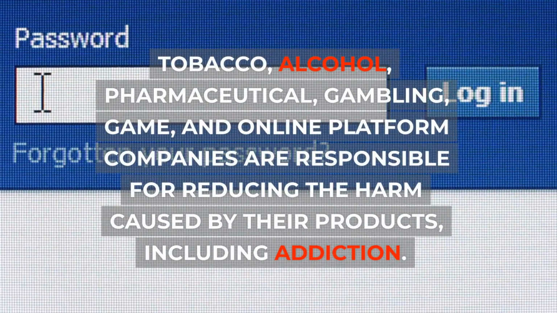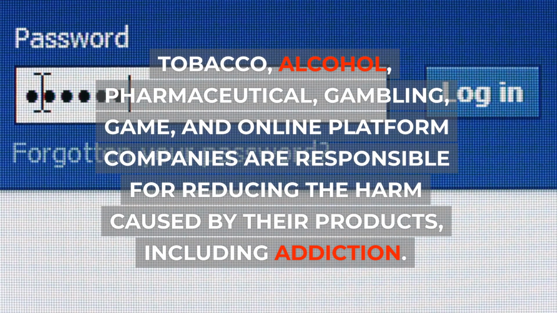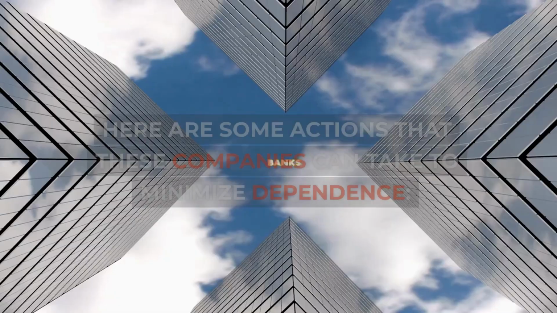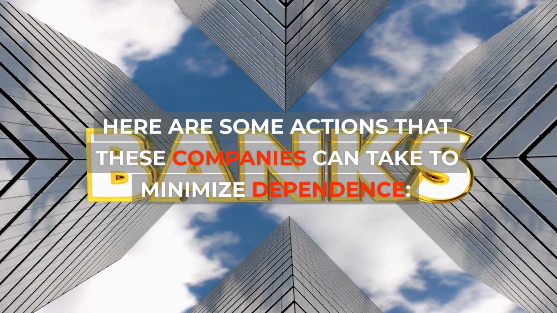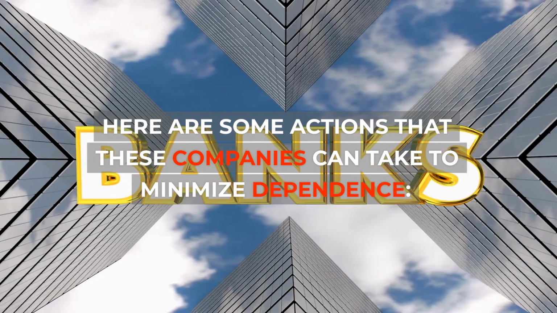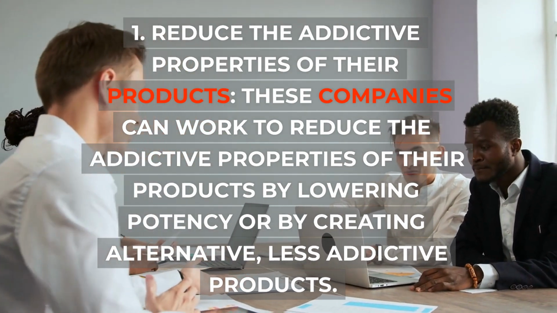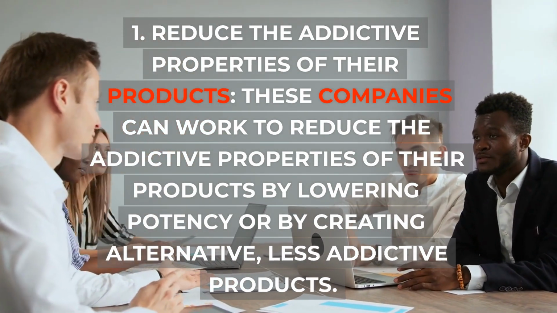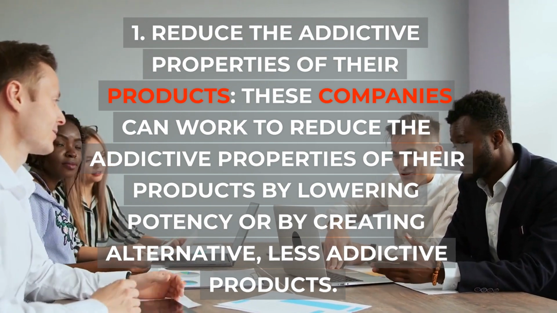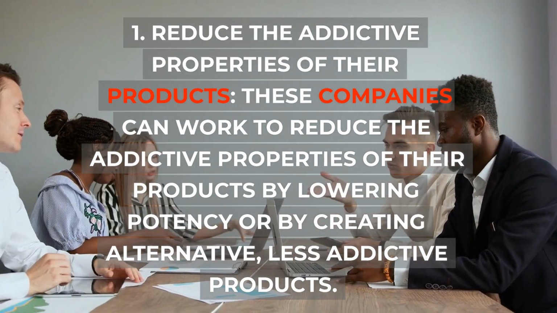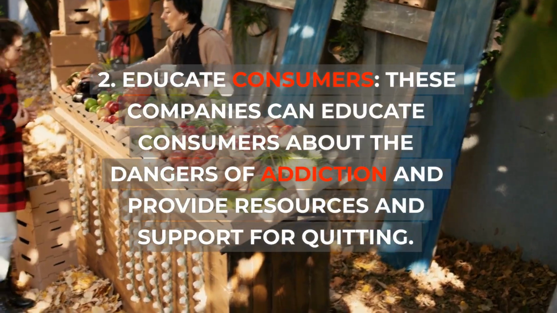Tobacco, alcohol, pharmaceutical, gambling, game, and online platform companies are responsible for reducing the harm caused by their products, including addiction. Here are some actions that these companies can take to minimize dependence. 1. Reduce the addictive properties of their products. These companies can work to reduce the addictive properties of their products by lowering potency or by creating alternative, less addictive products.